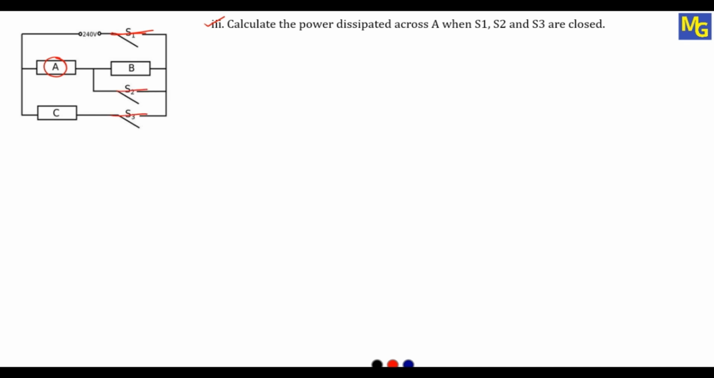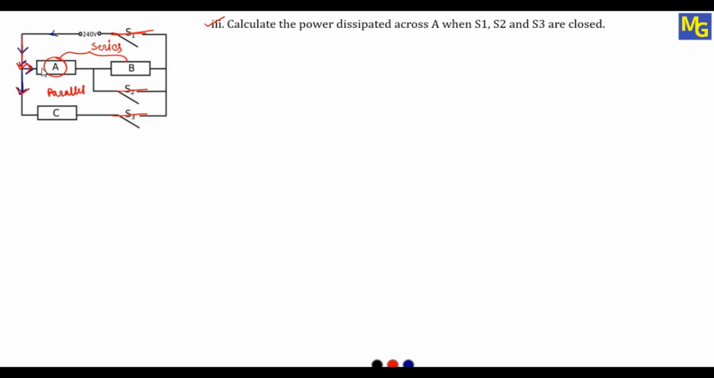Now what happens? Whatever current is coming from the battery will travel like this, and once it comes here, it will divide equally into C heating element and A heating element. I hope you are understanding, because A and B both are in series and these both are in parallel to this C heating element. Therefore, whatever current is coming from the battery, it is equally dividing into A and B, and C.